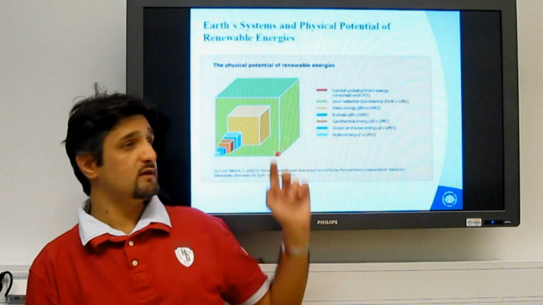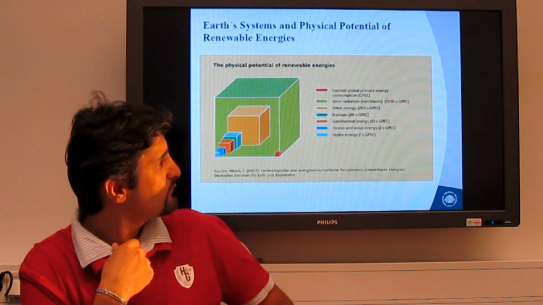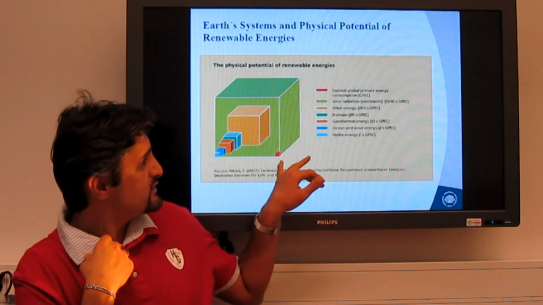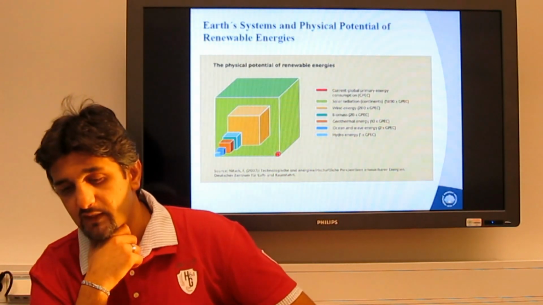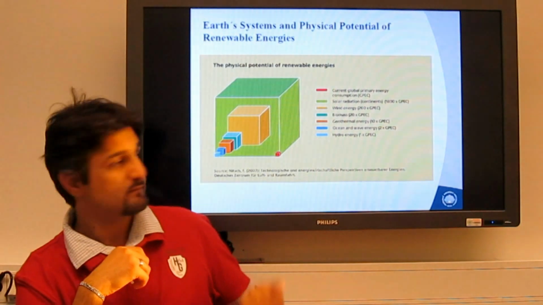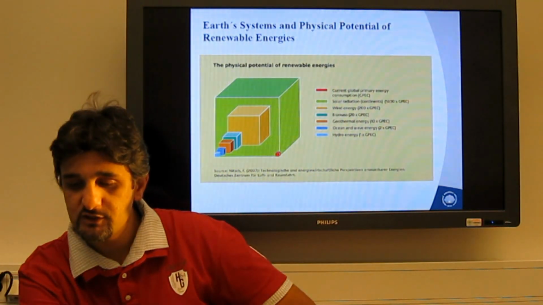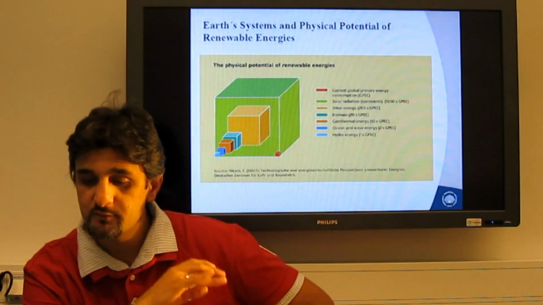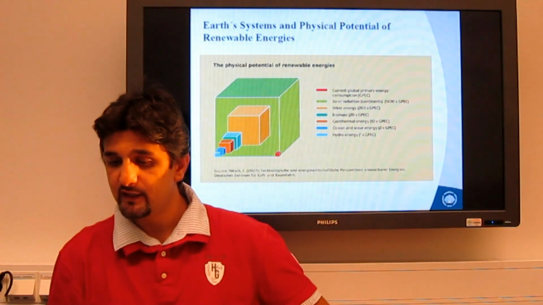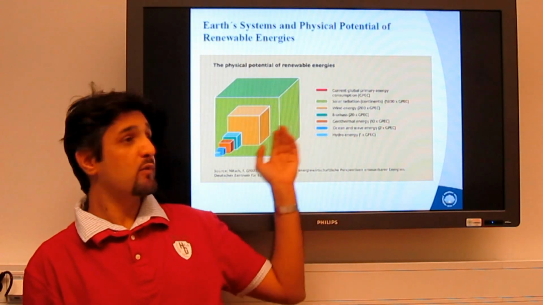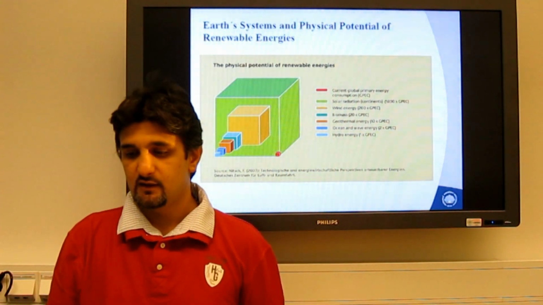I hope that you can see easily. This is the current global primary energy consumption. Hydro energy is the smallest one. Ocean and wave energy, geothermal energy, biomass, wind energy, solar radiation is that box. And this is the thing that you're going to need.